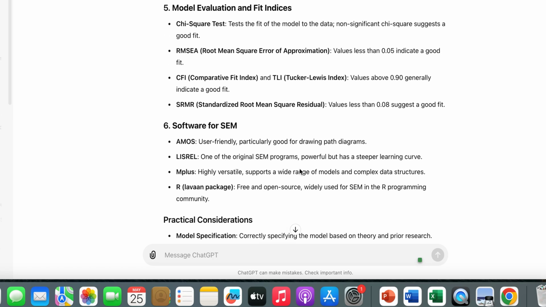Model evaluation and fit indices. Chi-square tests the fit of the model to the data. A non-significant chi-square suggests a good fit.